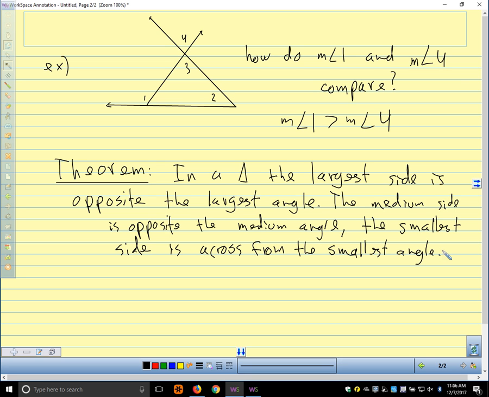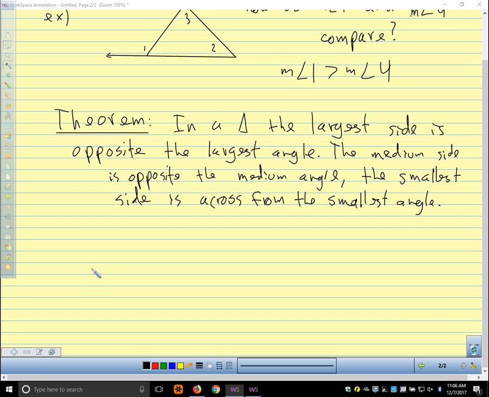All right, so let's look at a couple of examples using this. This is a nice theorem. When you solve problems in the future, it is important sometimes to know, okay, which is the biggest angle, because that's the one that I need to work with. Which is the biggest side, because that's the one you need to work with. And this is how we're going to be able to choose.